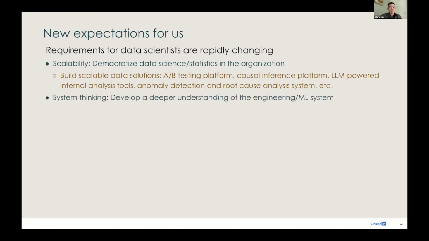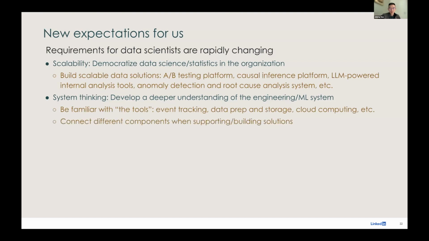We want to build tools for other data scientists, for the non-data science business owners to actually solve the problems themselves. The second requirement is systems thinking. Instead of just focusing on the machine learning and statistics problems assigned to you, now we need to develop a very deep understanding of the engineering system. The reason is, first, you need to be familiar with all the new tools, like how to get your data, how to prepare your data, how to store your modeling results. Another reason is that making the right decisions requires you to better understand how the system functions, how the system components are connecting to each other.